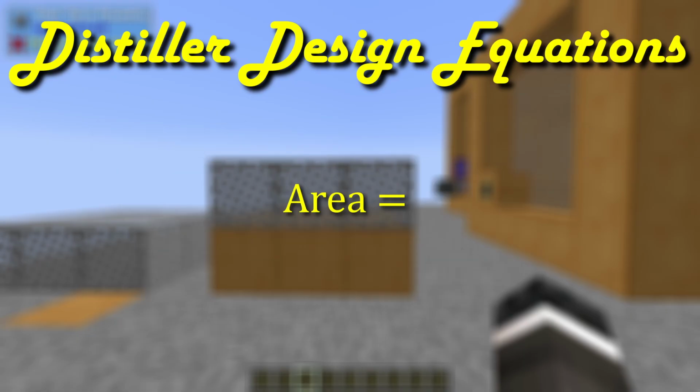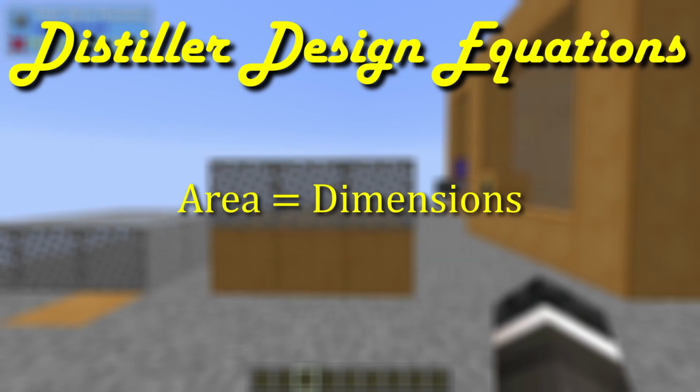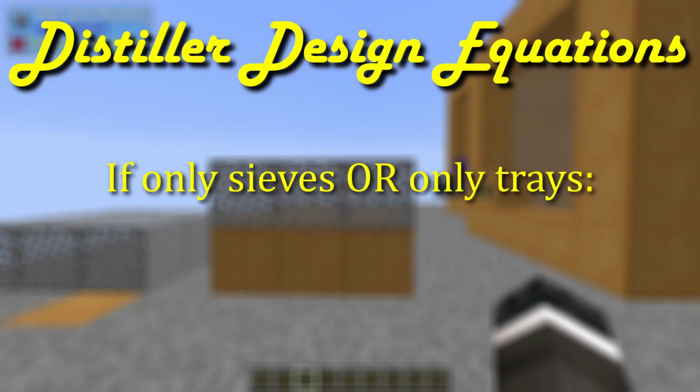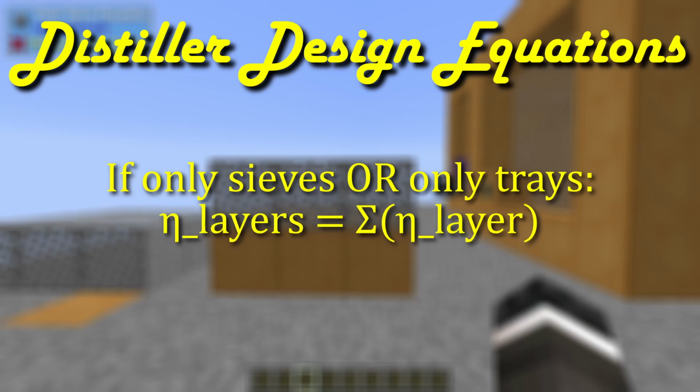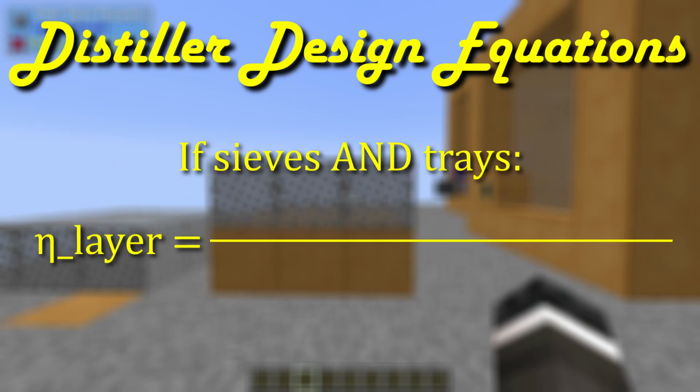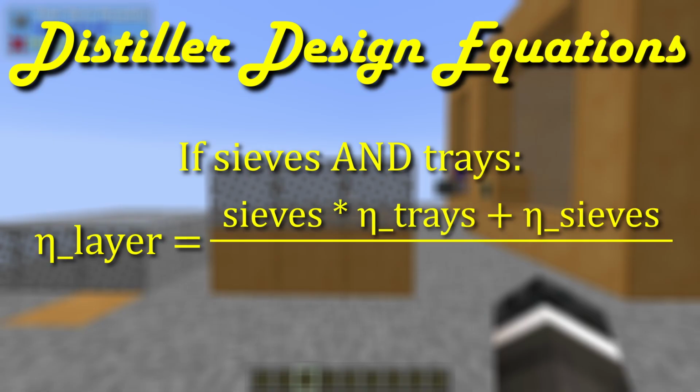The area term is simply calculated from the distiller's dimensions. The layer efficiency is calculated from the number and the types of the layers. If you have only sieve or only tray layers, the layer efficiency is simply the sum of the efficiencies of each individual layer. If you have both sieves and trays, the layer efficiency is equal to the number of sieve layers times the total efficiency of tray layers plus the total efficiency of sieve layers, and all of that divided by 1 plus the number of sieve layers.